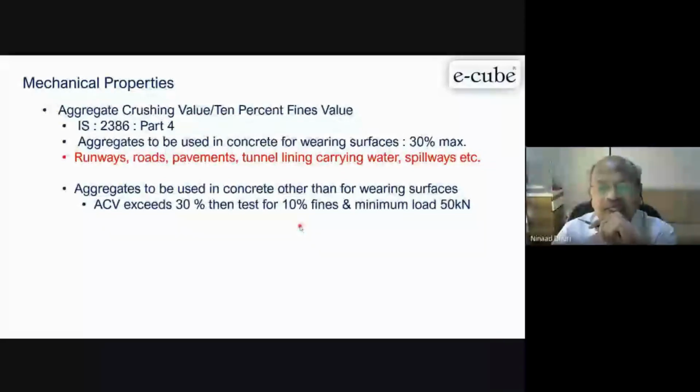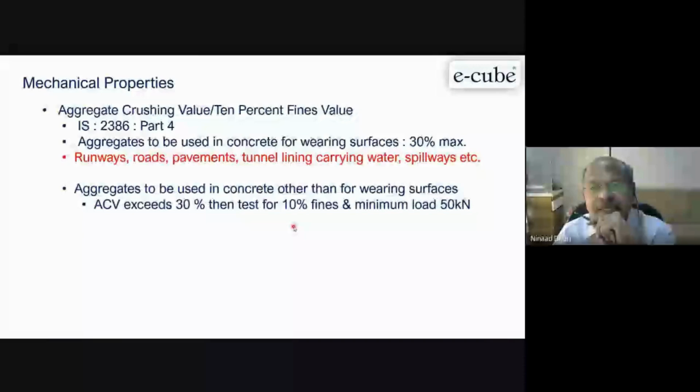Now, whenever there are wearing surfaces and your aggregate crushing value exceeds 30%, then you test for the 10% fines value. Here I said aggregate crushing value is at 40 tons. So you apply a load up to 50 tons, and see how much load is needed to get 10% fines.